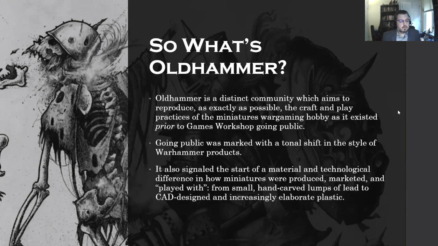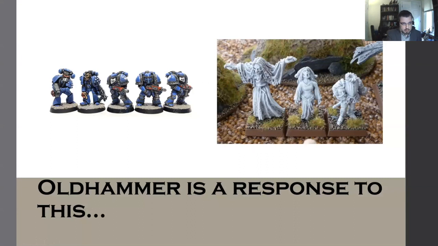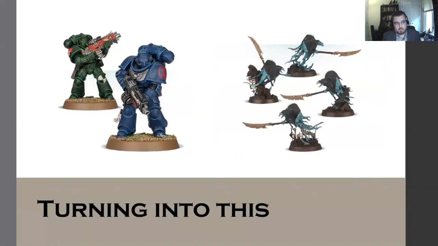So in the simplest terms, Oldhammer is about this, and these are some old Space Marines on the left and some old 1980s ghosts on the right, and these are made out of metal. So it's about this turning into this. These are 2021 versions of the same miniatures. They're lither, they're made of plastic. You can see, particularly with the ghosts, there are these spindly points of connection between miniature and base, which are very fragile. So it's a very, very different design ethos, and even the painting is different.